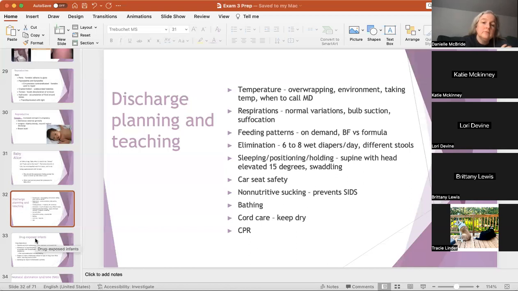How often the baby should be fed. Okay, how often the baby should be fed. So the feeding cues, like we talked about when we did baby Molly.